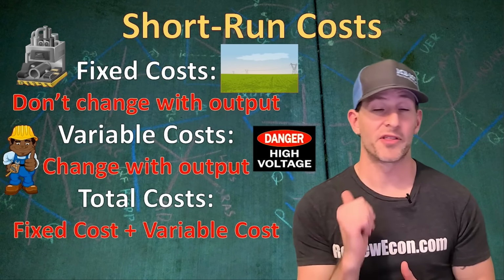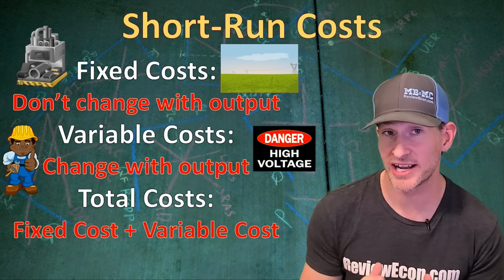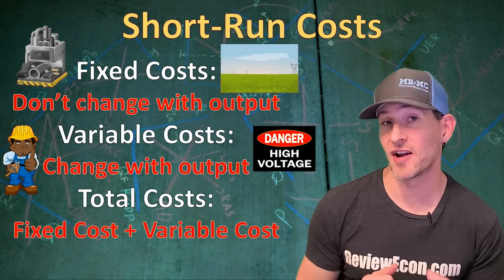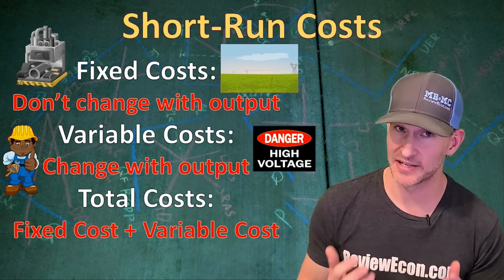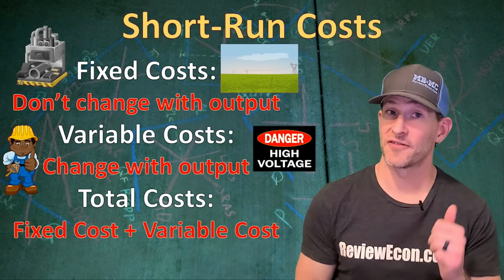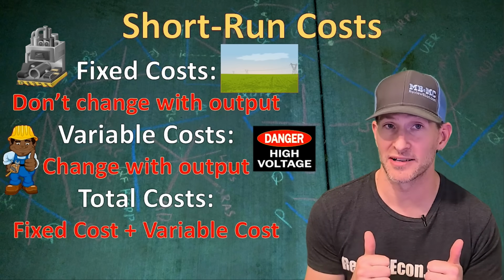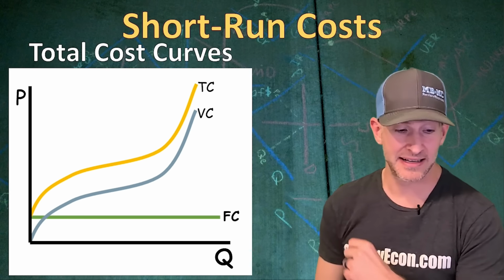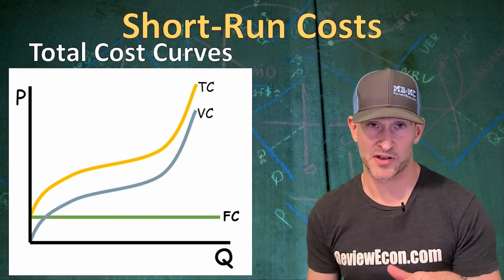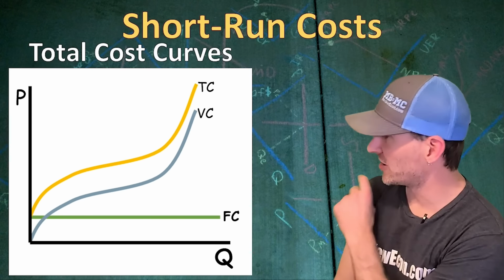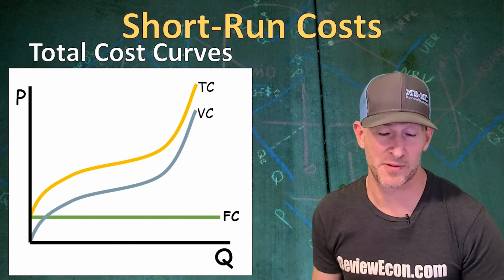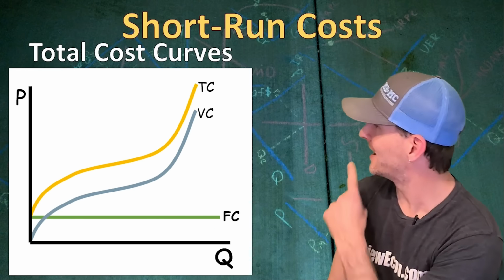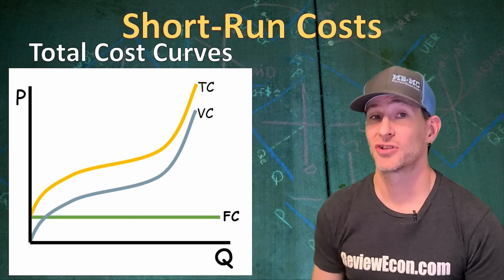In the short run, we have both fixed costs. Those are the costs that don't change with the quantity produced, and we have variable costs. Those are the ones that increase as more output is produced. Total costs are the fixed costs plus those variable costs added together. And when you graph out those total cost curves, the horizontal line is that fixed cost curve that doesn't change with the quantity produced. Then the variable cost curve does change with the quantity produced. Add those two together and we get that higher curve. That's the total cost curve.